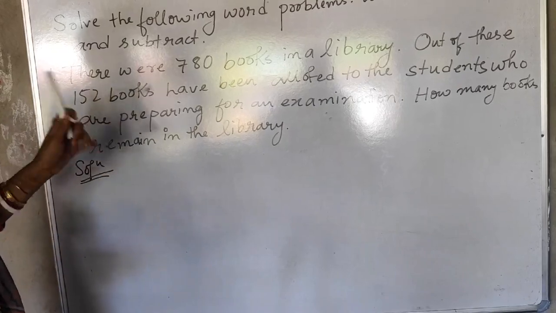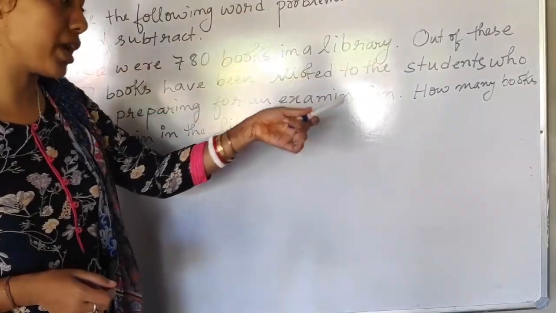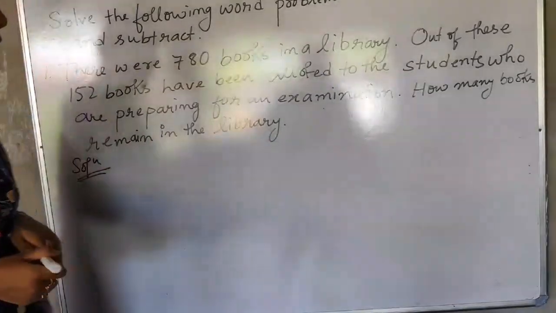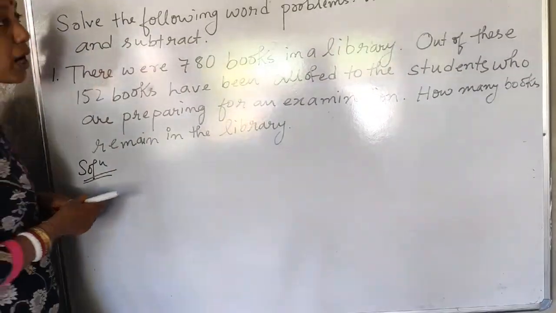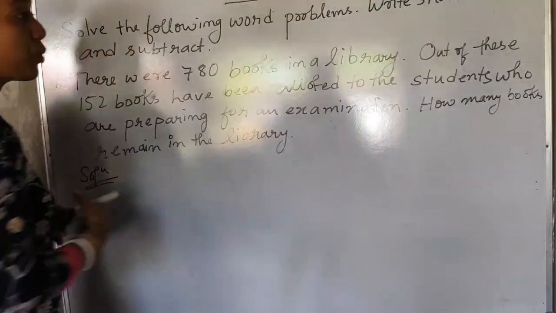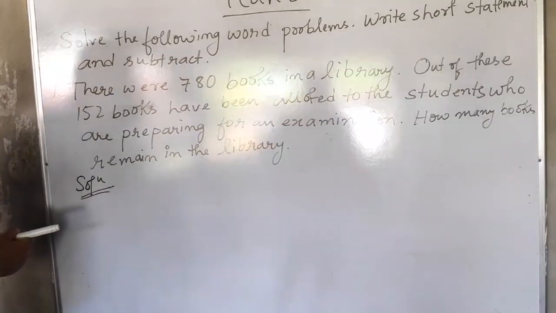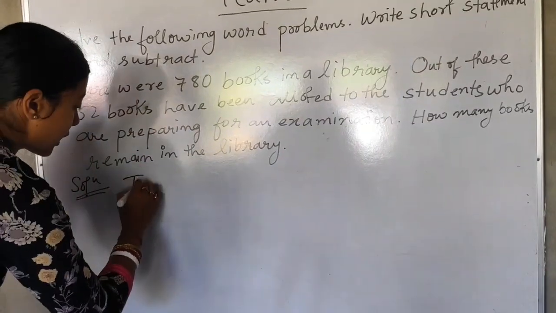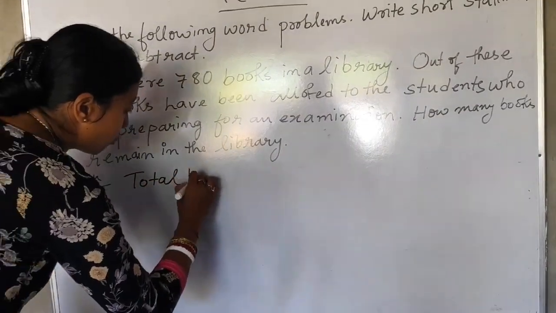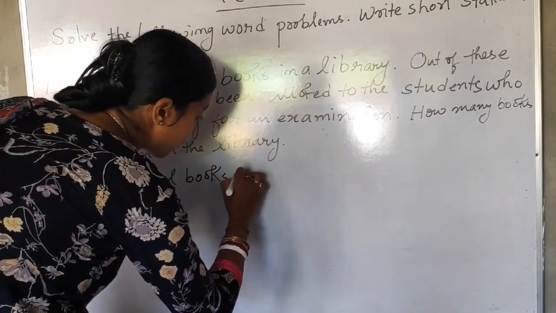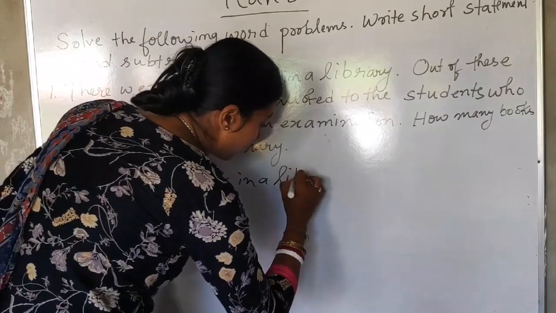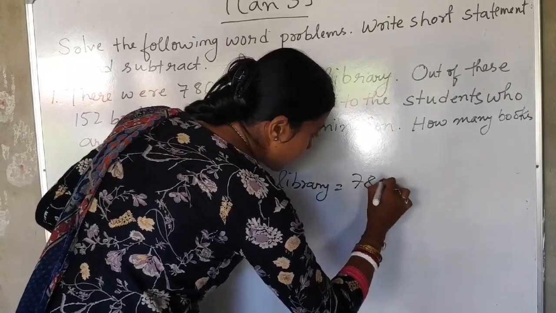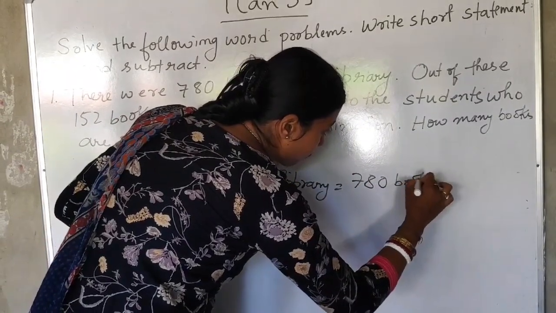After distributing 152 books to the students, we have to find out how many books will still remain in the library. It is mentioned in the question that we have to write short statements. So what can we write? First of all, we will write total books in a library. Total books in a library, how much? 780 books. So you will write 780 books.